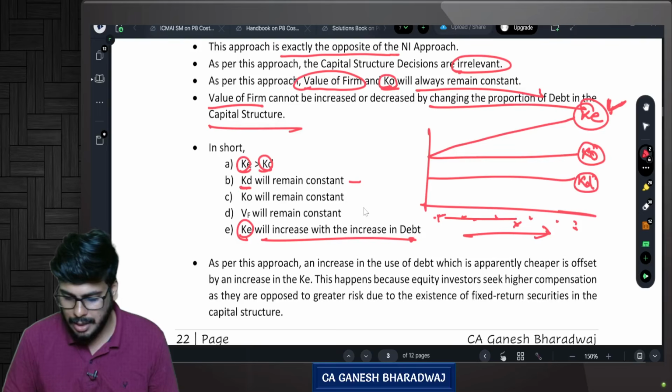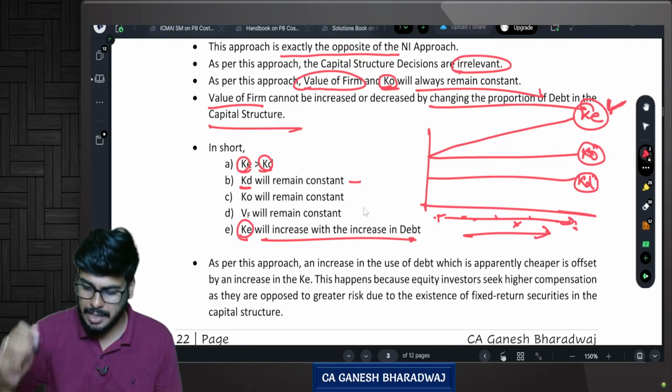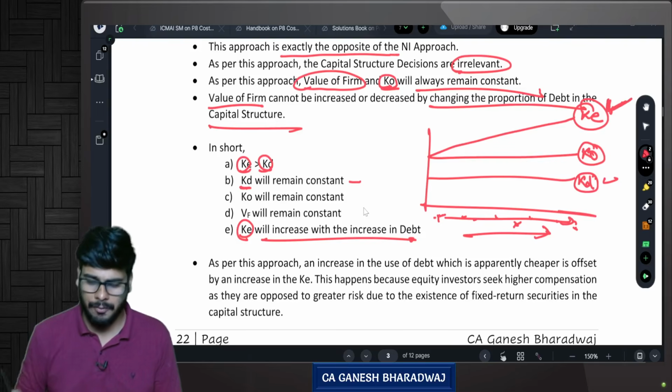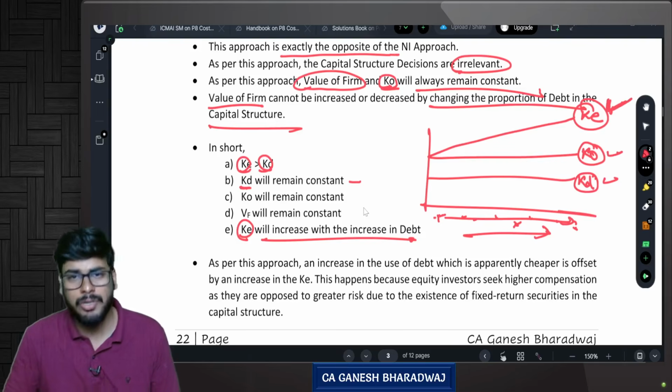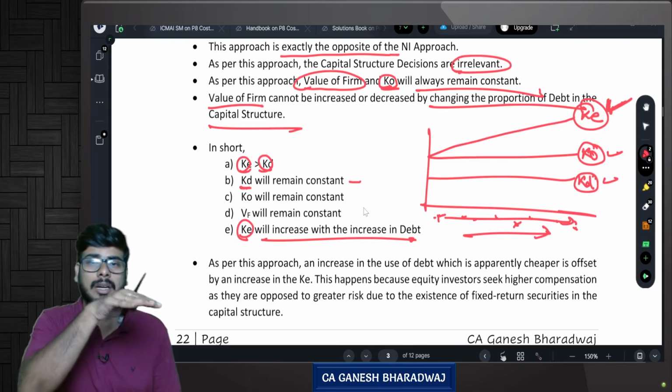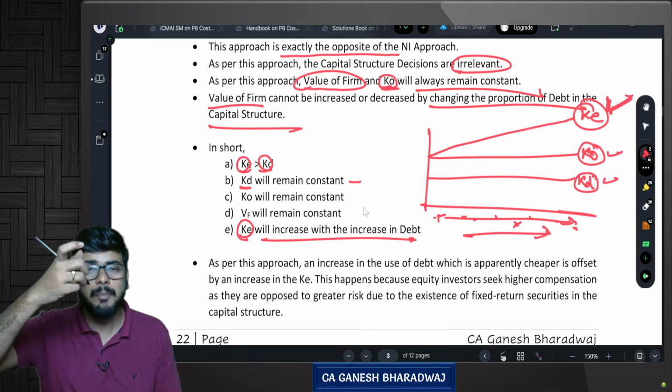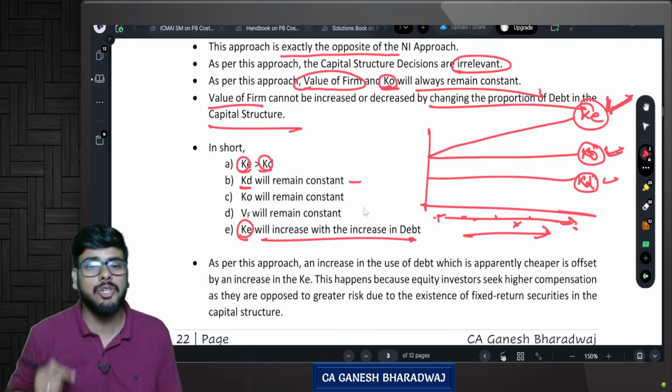As your proportion of debt increases, KD remains constant, fine. KE changes, that is also fine. But sir, how can you say that KO will remain as a flat line? How does KO not change? When KE is changing, obviously the mix proportion is changing, no? So KO should also change.